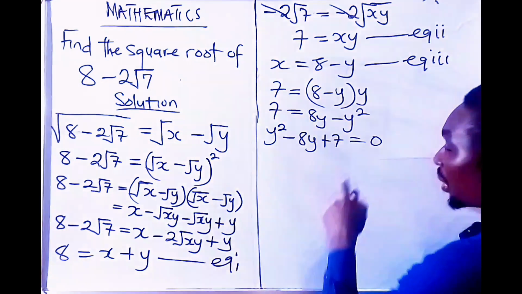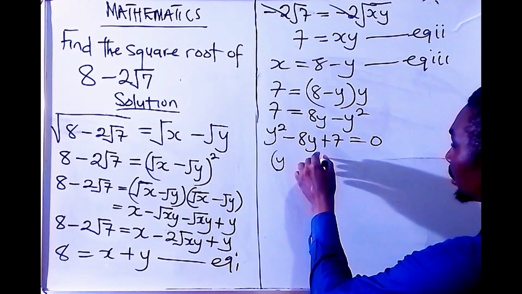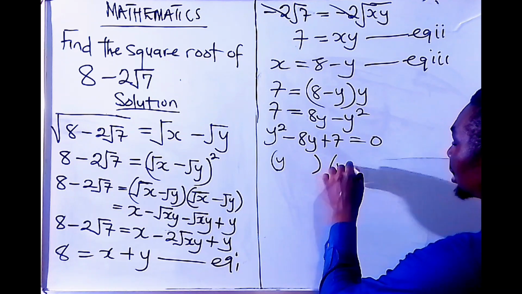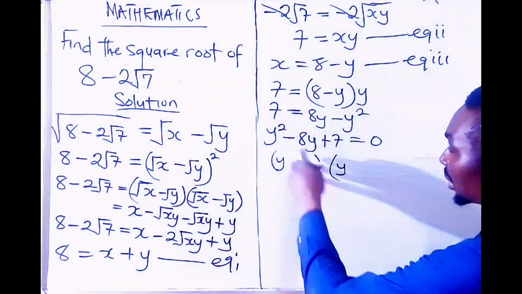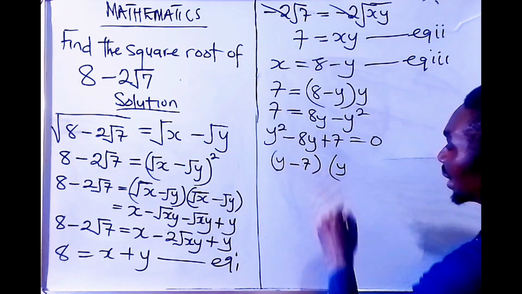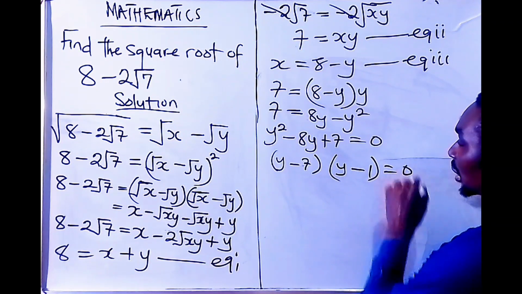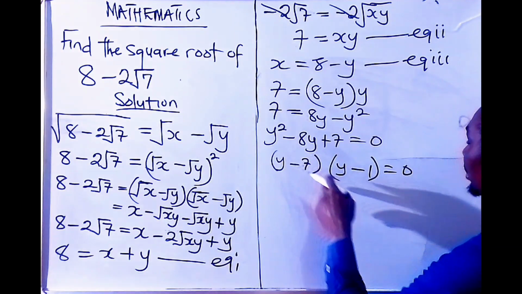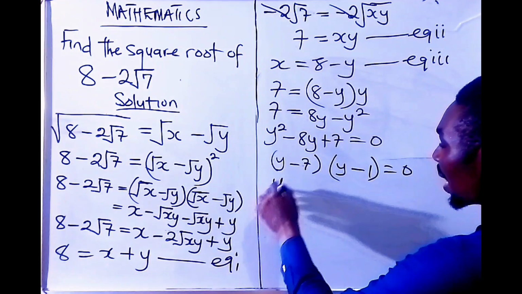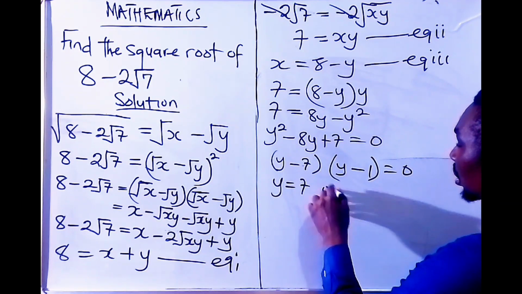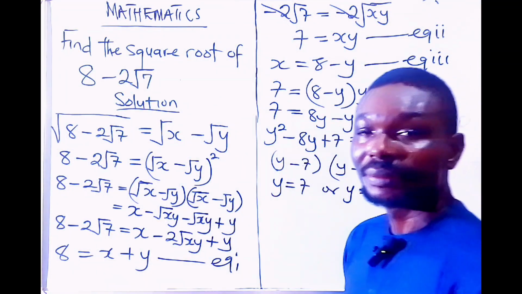Therefore, you open a bracket and put your y, close it, open another bracket and put your y. Then the two factors should be written inside each of the brackets: minus 7 as the first factor and minus 1 as the second factor, equals 0. So y minus 7 is equal to 0, or y minus 1 is equal to 0. Therefore, y is equal to 7, or y is equal to 1.